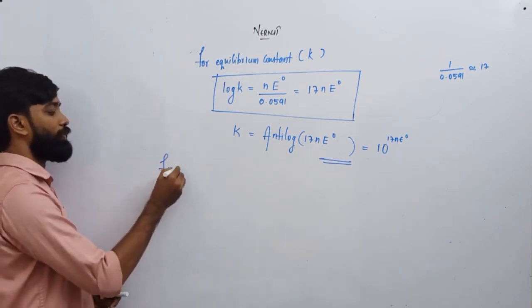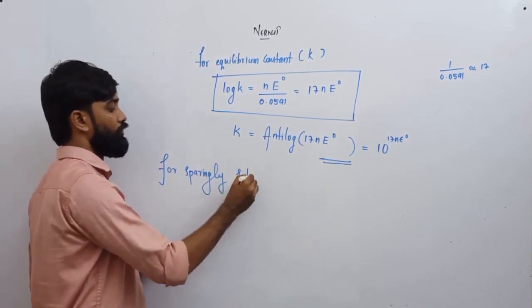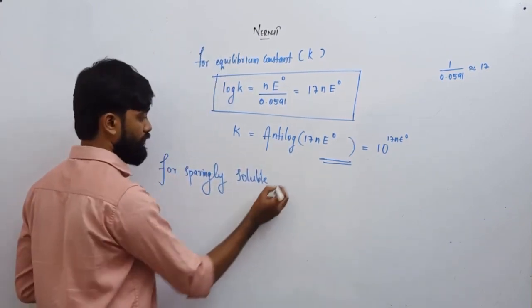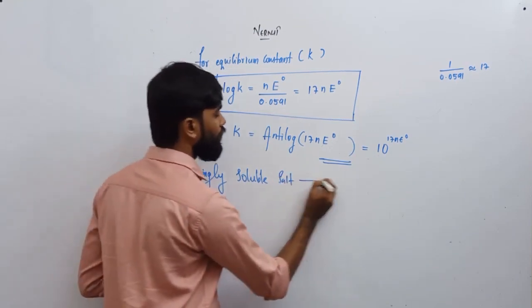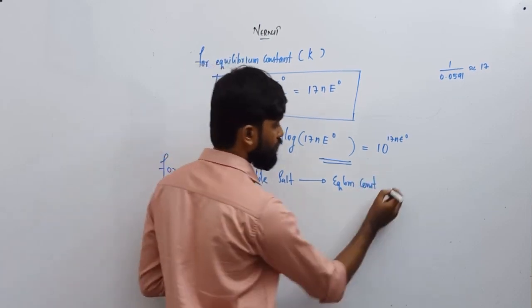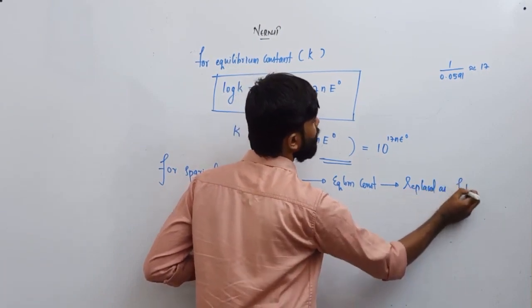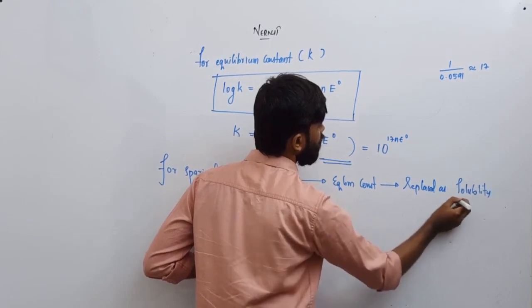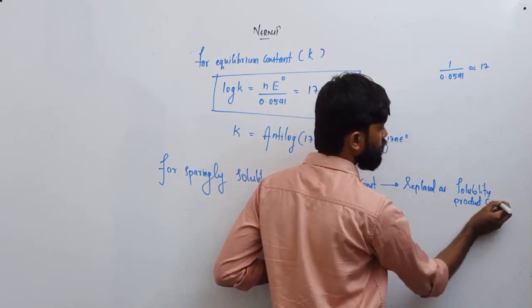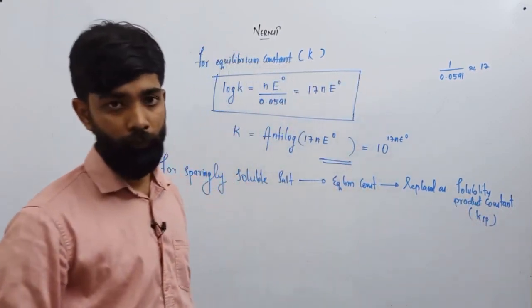And I think you are familiar with the sparingly soluble salt. The case of sparingly soluble salt will be discussed in detail in your equilibrium chapter. For a sparingly soluble salt, the equilibrium constant is replaced by the solubility product constant. Instead of equilibrium constant, you can use the term solubility product constant. I think you are familiar with that. Else, it will be discussed in your equilibrium chapter.